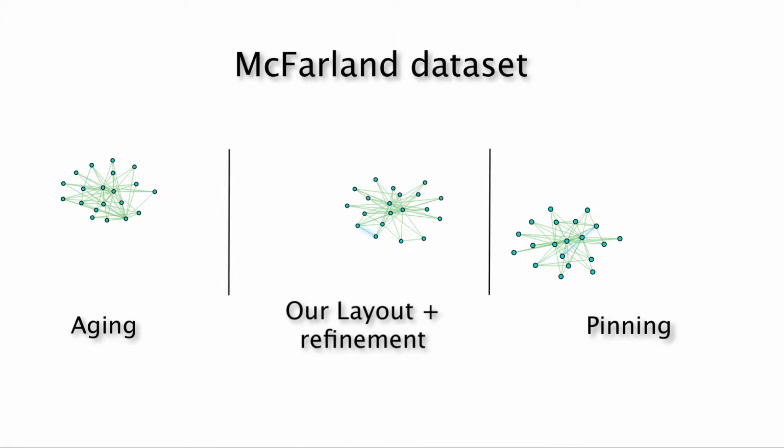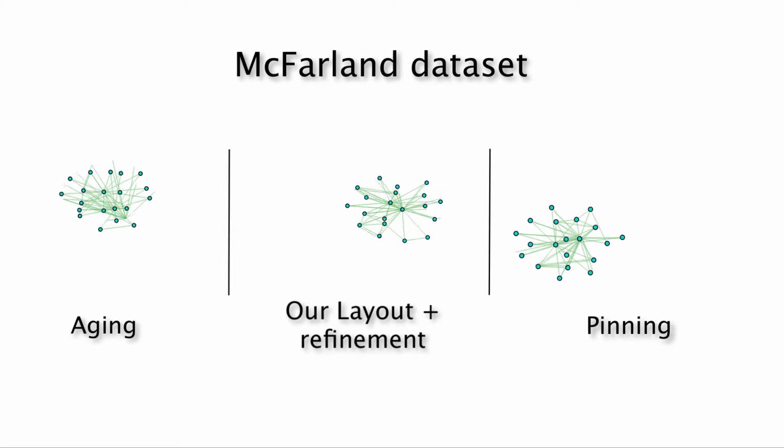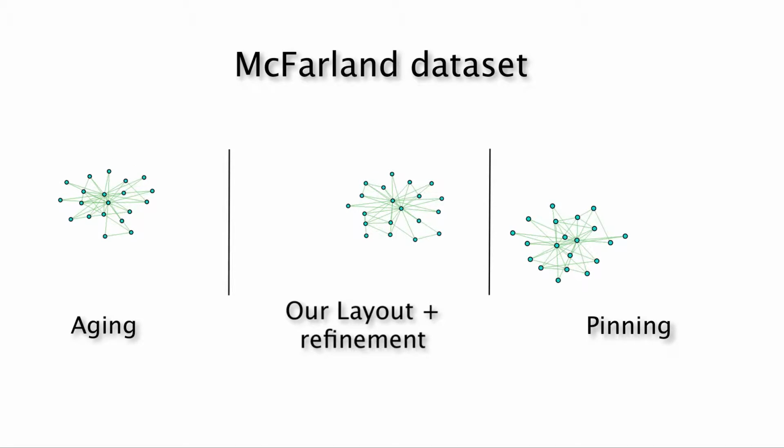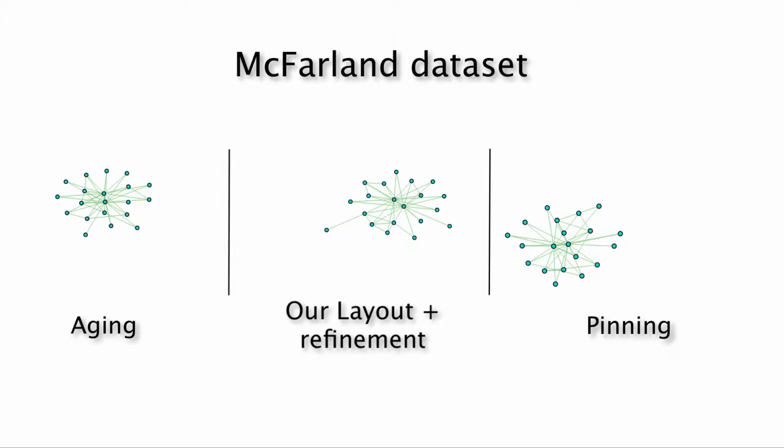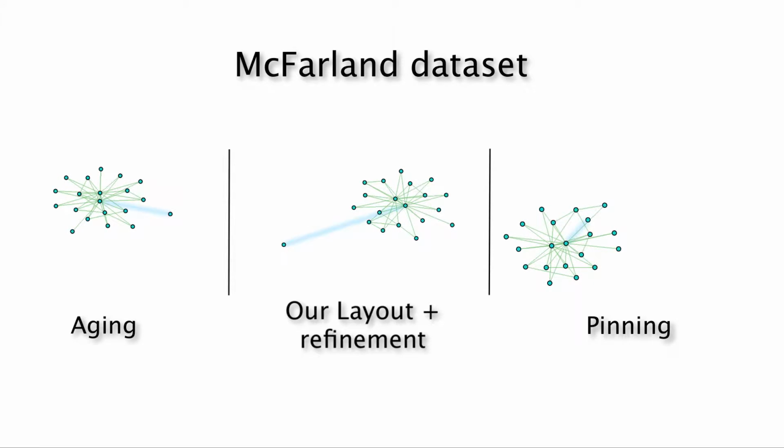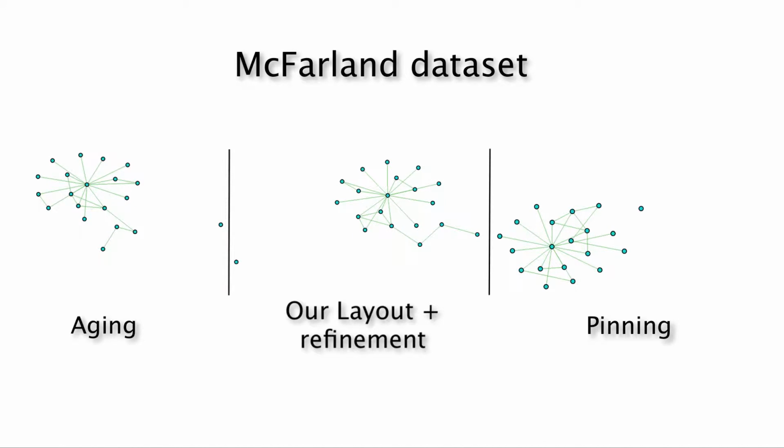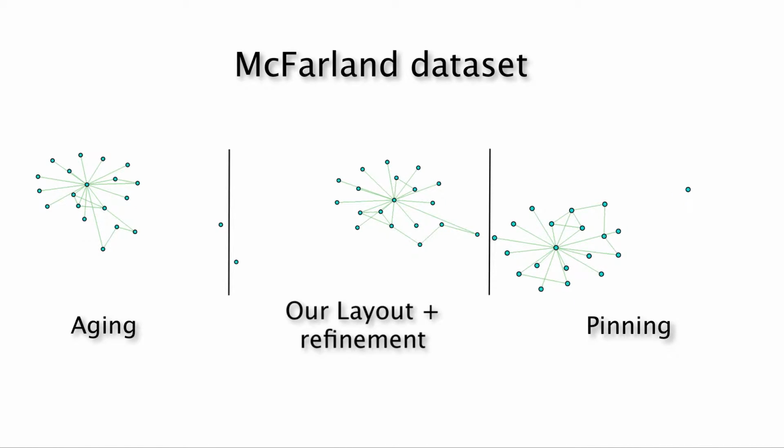Let's take a look at another comparison of our layout against the two previous works, aging, shown on the left, and pinning, shown on the right. The dataset used is taken from McFarland's study that documents student interaction in a classroom. The dataset does not have the distant component merging, as did the previous example.